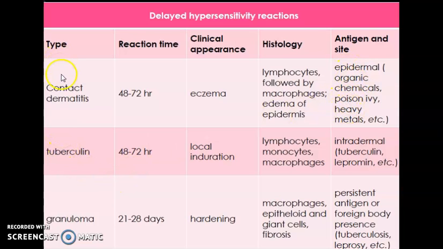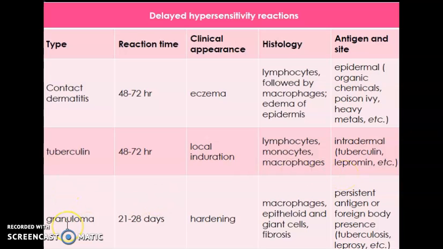And in the type tuberculin, the reaction time is between 48 to 72 hours, and there is local induration. And in the histology, you can see lymphocytes, monocytes, and macrophages. And the site is intradermal, and the antigen is tuberculin or lepromin.